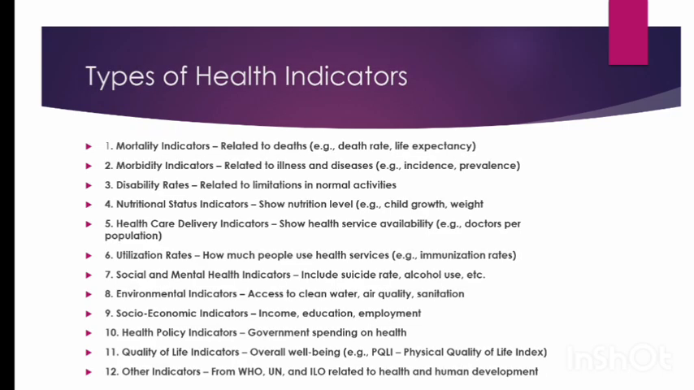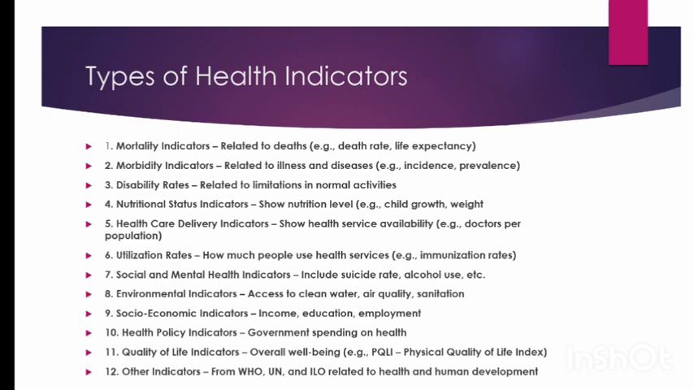Types of health indicators. 1. Mortality indicators, related to deaths, e.g., death rate, life expectancy. 2. Morbidity indicators, related to illness and diseases, e.g., incidence, prevalence. 3. Disability rates, related to limitations in normal activities. 4. Nutritional status indicators, show nutrition level, e.g., child growth, weight. 5. Health care delivery indicators, show health service availability, e.g., doctors per population. 6. Utilization rates, how much people use health services, e.g., immunization rates.